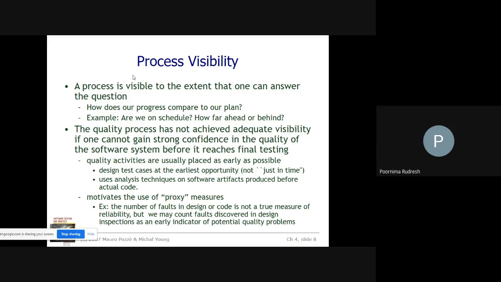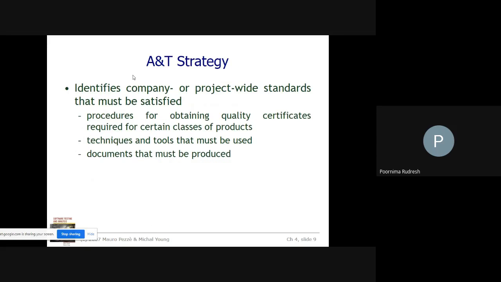If no faults are detected during the software development, it may still lead to failure when the customer starts using it. Hence, the number of faults in the design or code is not a true measure of reliability, but we may count faults discovered in design inspections as an early indicator of potential quality problems.